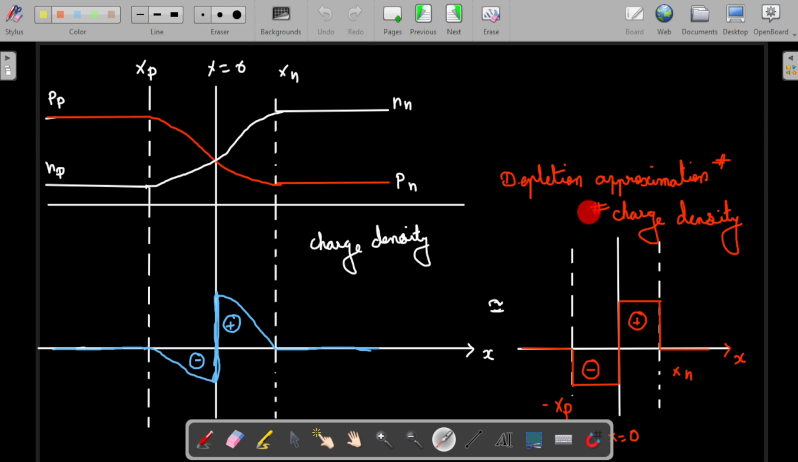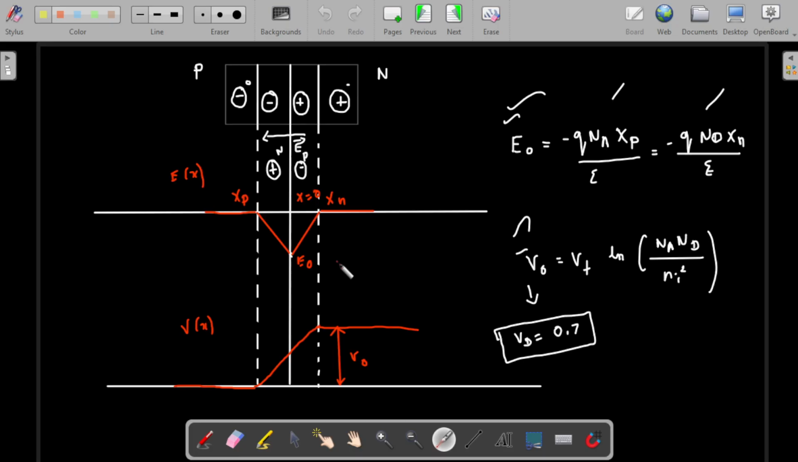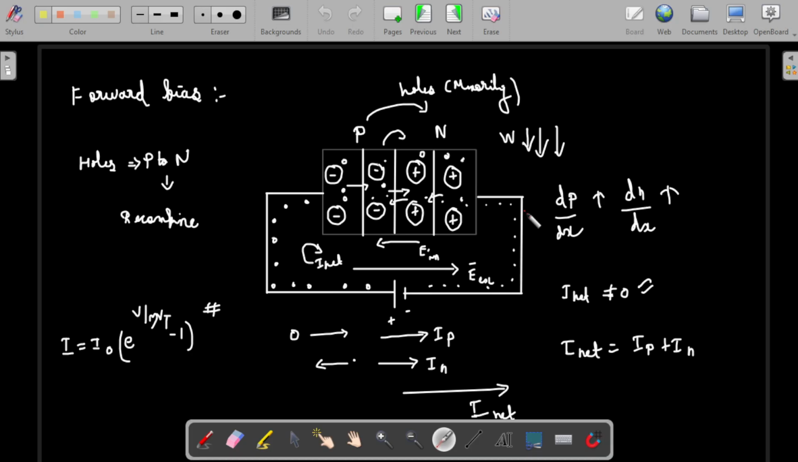Then we have gone through the depletion approximation for charge density. This approximation model is what we have used so far in our diagrammatic representation for PN junctions. Here we saw how to draw the electric field and voltage, and how to find all these values, electric field and voltage, we have already gone through in great detail.